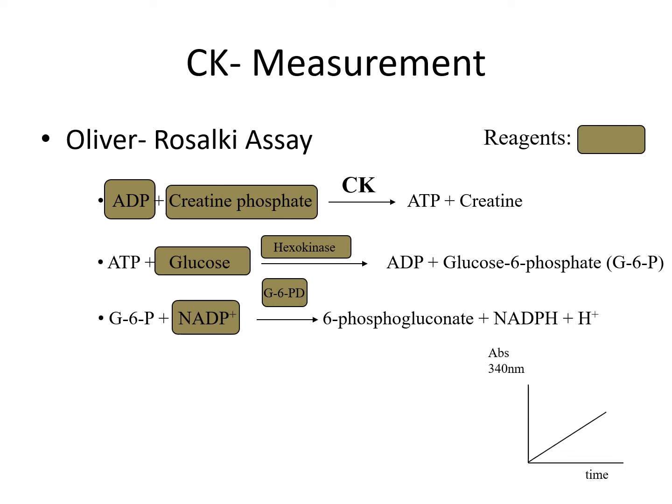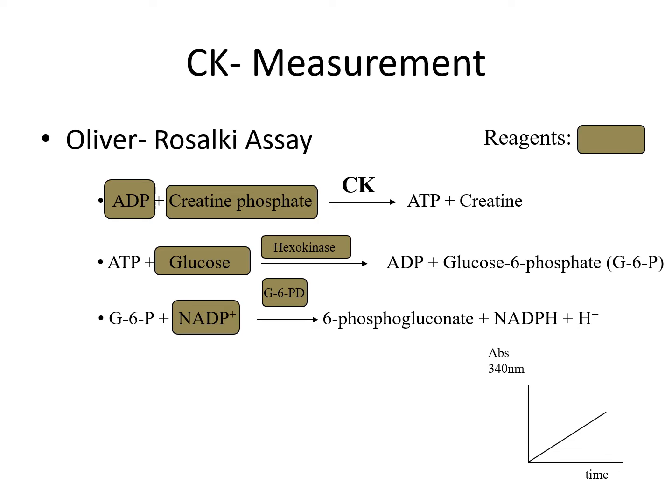The third and final reaction utilizes the glucose 6-phosphate and NADP, along with glucose 6-phosphate dehydrogenase, and G6P reduces NADP, so glucose 6-phosphate becomes 6-phosphogluconate, and NADP is reduced to NADPH.